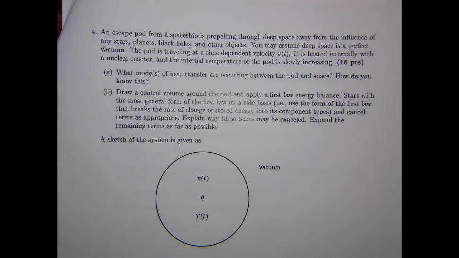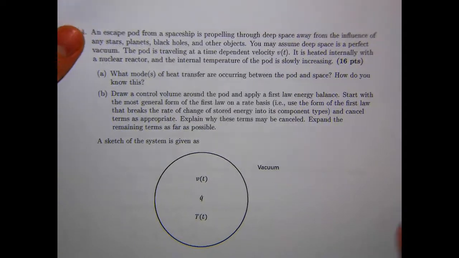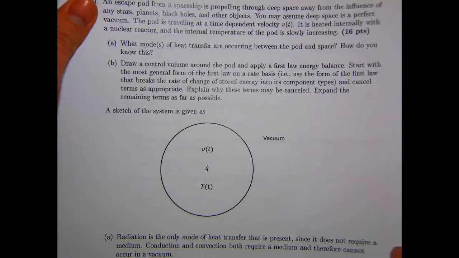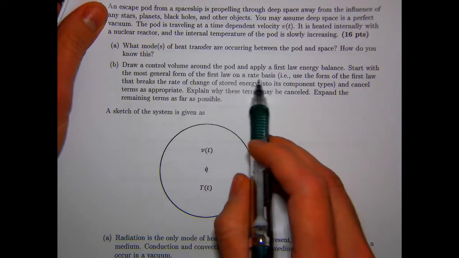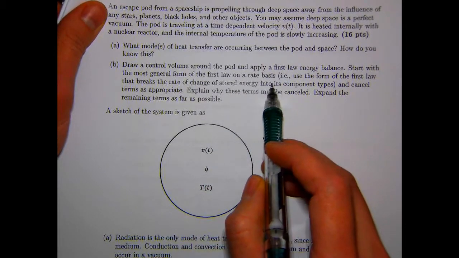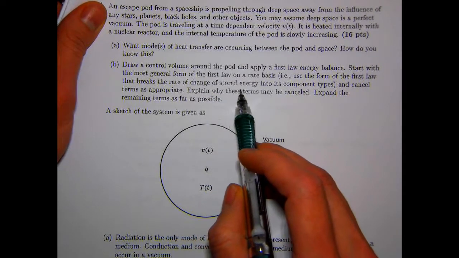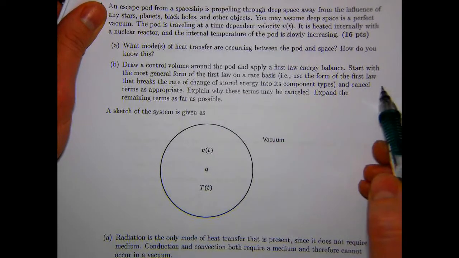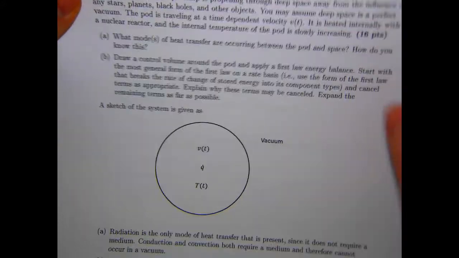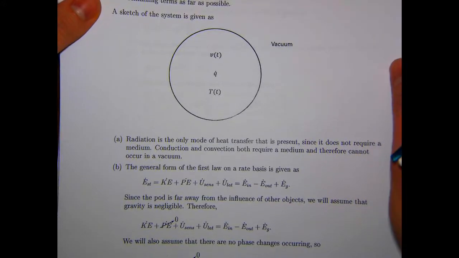And then put a control volume around the pod and apply a first law energy balance. I told you to start with the most general form of the first law on a rate basis, the form that takes the internal energy and breaks it down into its components, and then cancel terms as appropriate. So that was this form.